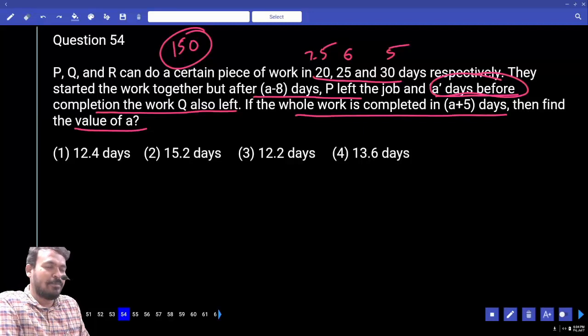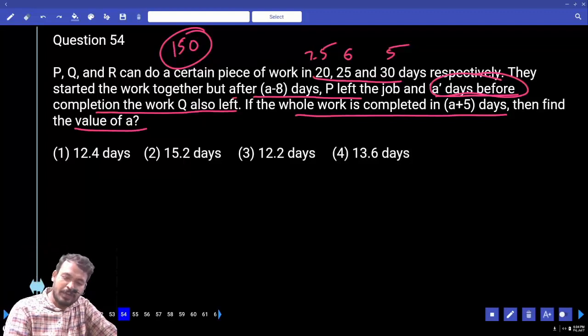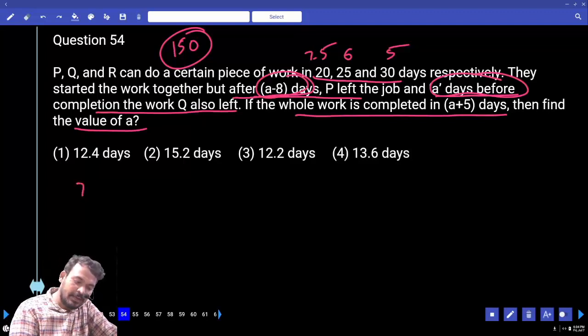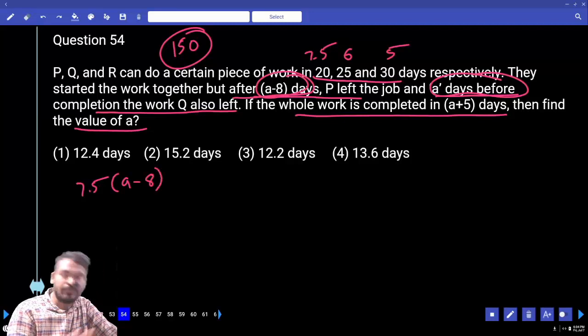Sorry, P efficiency is how many parts? 7.5. Q how many parts? 6 parts. R efficiency 5 parts, sir. Okay. First, P, how many days is working? A minus 8. What is the P efficiency? 7.5. How many days is working? A minus 8. It is which one's work?